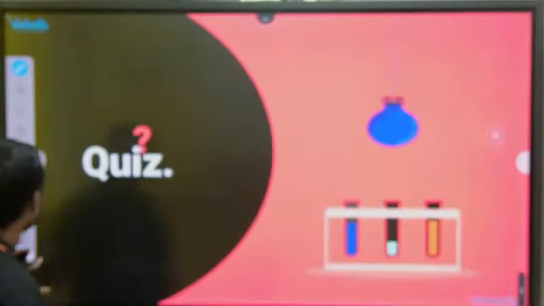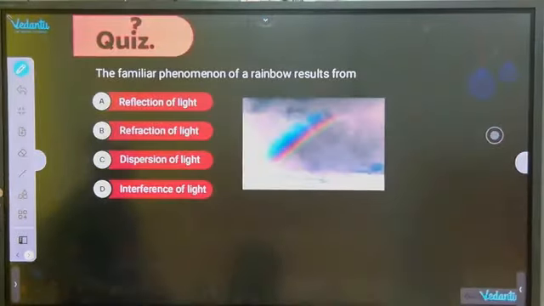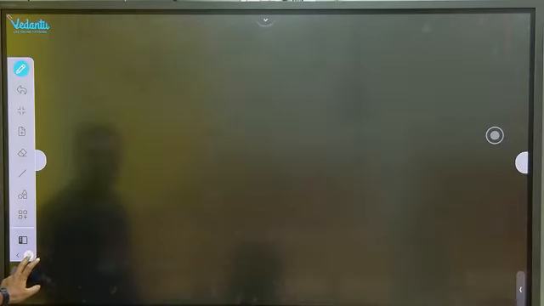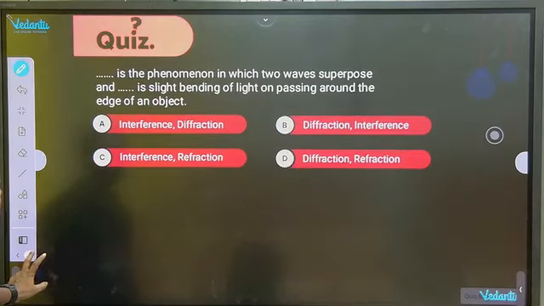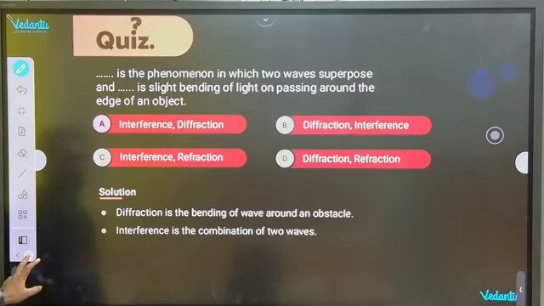Next one. So we'll solve a few questions here. The familiar phenomenon of rainbow, the childhood question, is dispersion of light. Dash phenomenon in which two waves superpose, and dash is the slight bending of light. One is interference and one is diffraction.